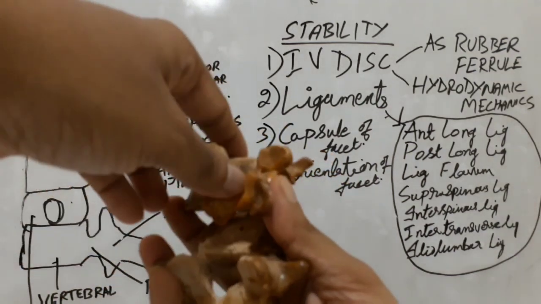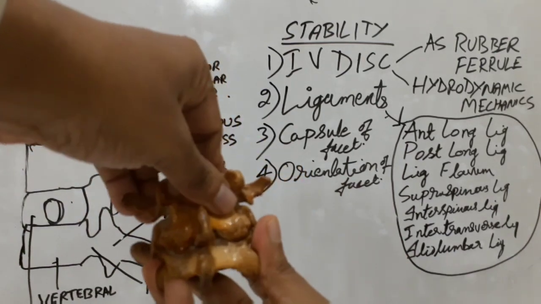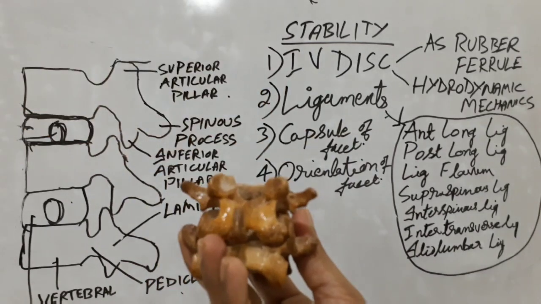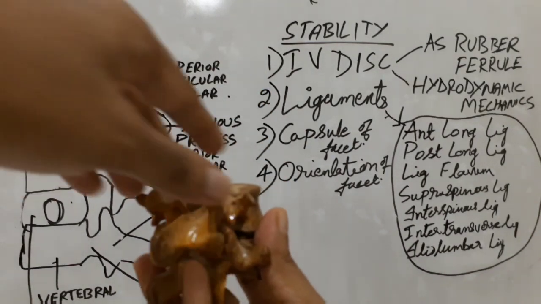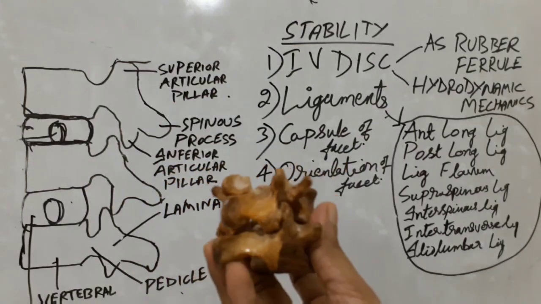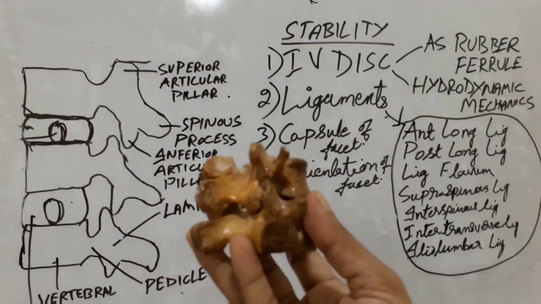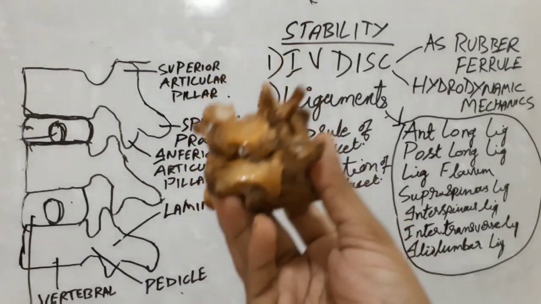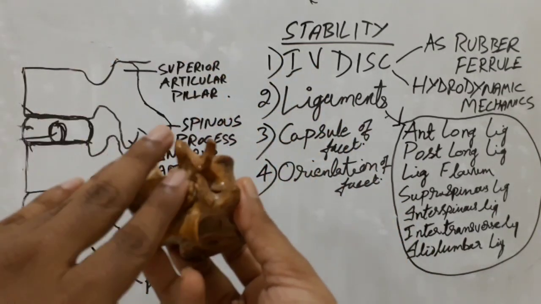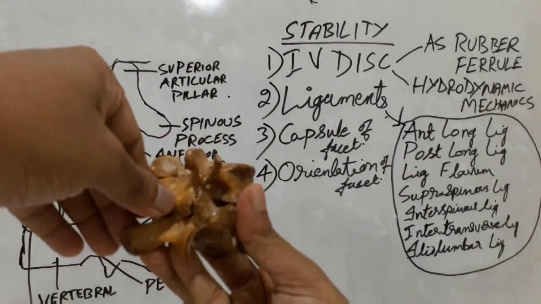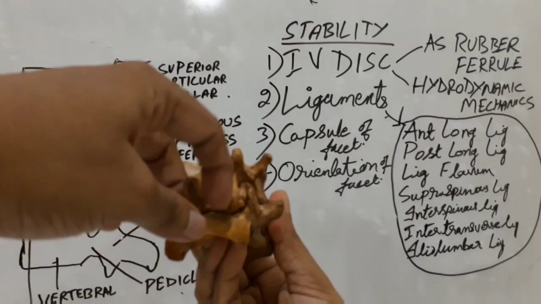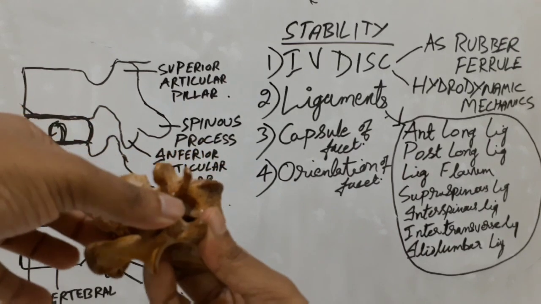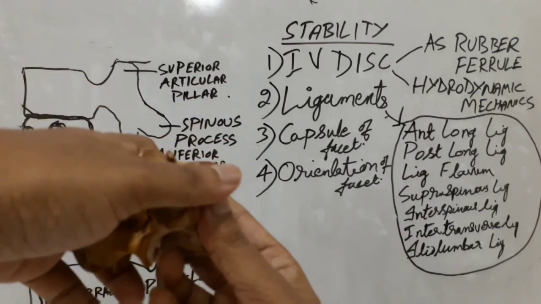When the orientation is like that, the rotation will be limited. As you can see, you cannot rotate with this orientation. Thus, this enhances the stability of the lumbar spine. In the whole lumbar spine, the rotation is only 5 degrees. That means the 5 vertebrae contribute 5 degrees, so in each segment there is only 1 degree of rotation. This inhibition of rotation plays a greater part in stability.